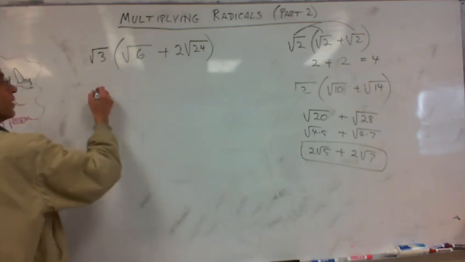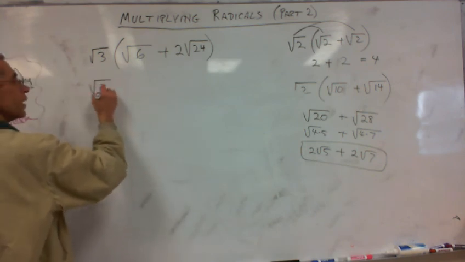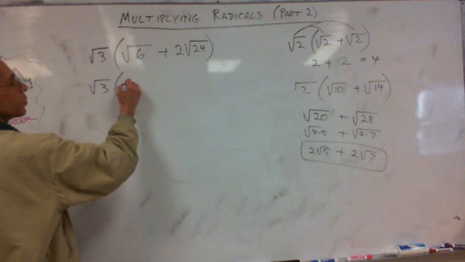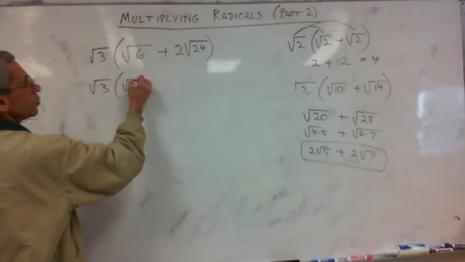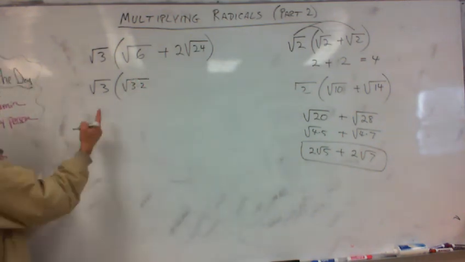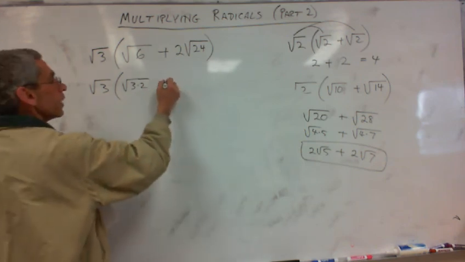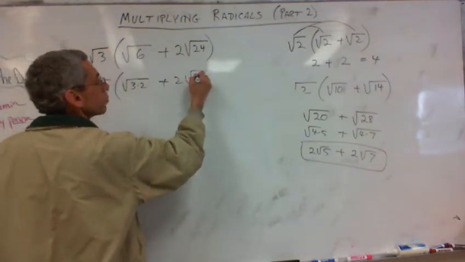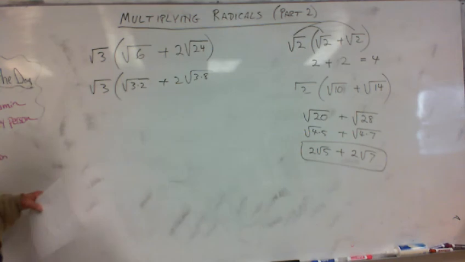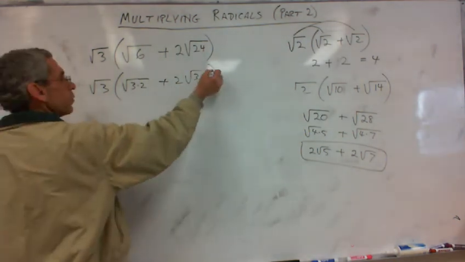So I'm going to just rewrite it for a second. Square root of 3 times the square root of 3 times 2. You see what I'm doing? 3 and 3. Look at that. I'm trying to get 3s in each of these. Plus 2 times the square root of 3 times 8. Right? All right, so watch this.